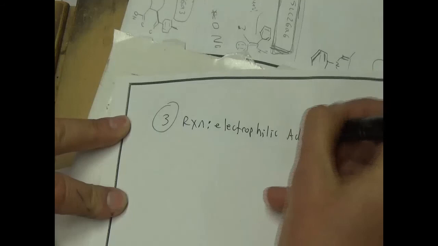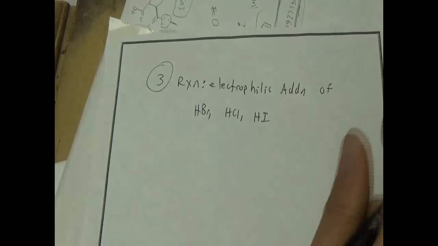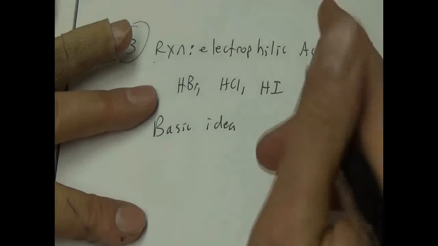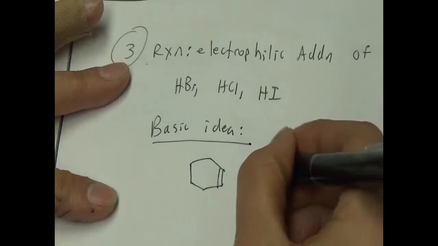Of halogen acids like HBr, HCl, HI, mostly those ones. All right, so I'm going to show the basic idea first. The basic idea of this reaction is very simple. Let's draw cyclohexene. We're going to react it with HX. Net reaction, what do you think?